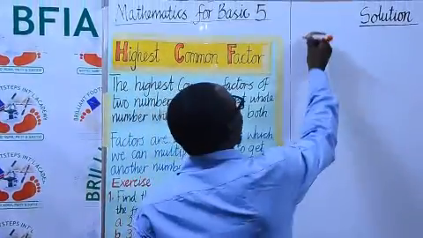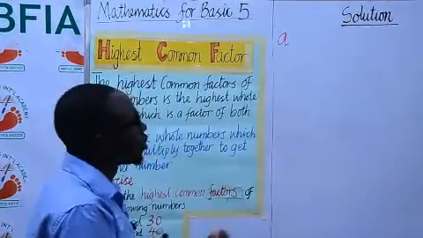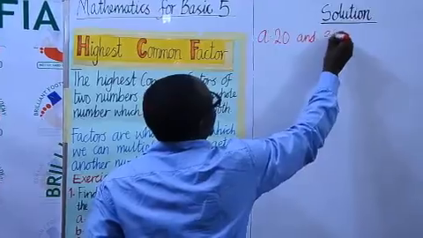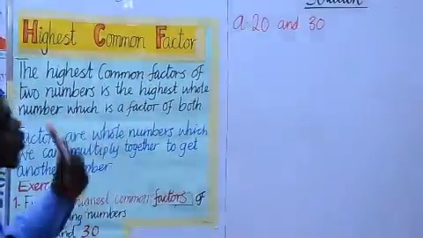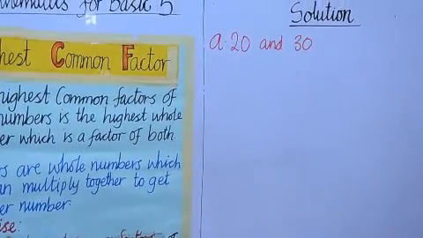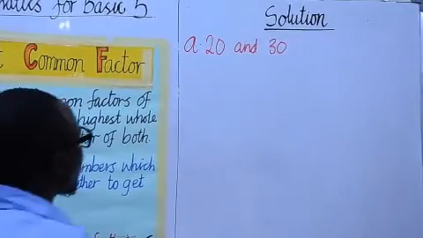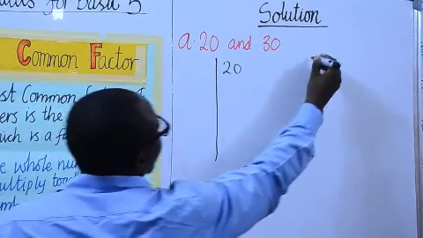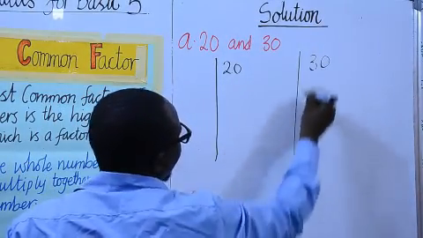Now, we're picking the one of 20 and 30. So all we need to do is find the factors of 20 and that of 30 and check which one is more common among the two. So the first thing we do is break this down in this manner. You have your 20 and you have your 30 in this manner.